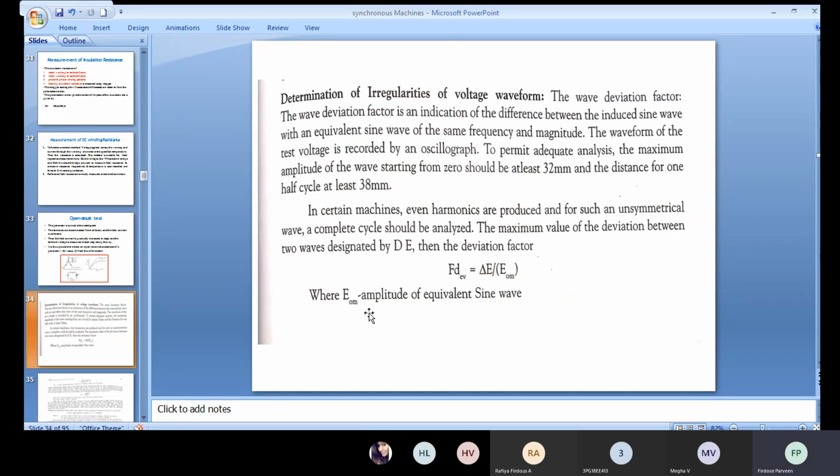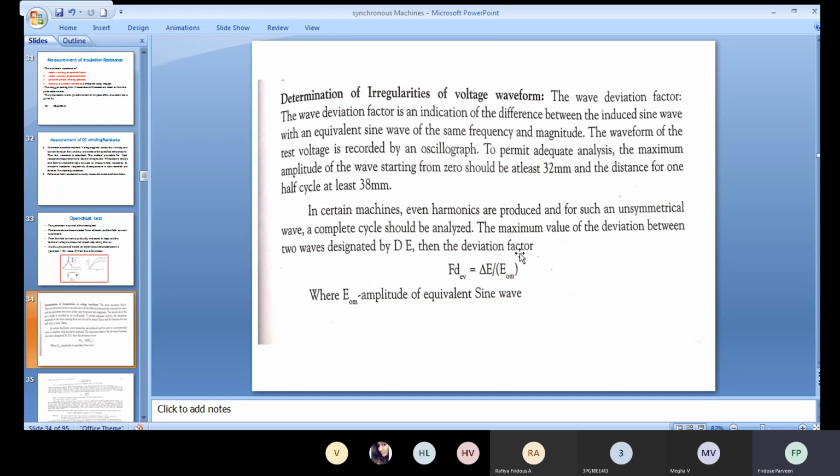Next, coming to determination of irregularities of voltage waveform. The wave deviation factor is an indication of the difference between the induced wave and an equivalent sine wave of the same frequency and magnitude. The waveform of the test voltage is recorded by an oscillograph. To permit adequate analysis, the maximum amplitude of the wave starting from 0 should be at least 32 millimeter and the distance for 1/2 cycle should be at least 38 millimeter. Even harmonics are produced, and for such an unsymmetrical wave, a complete cycle should be analyzed in certain machines.